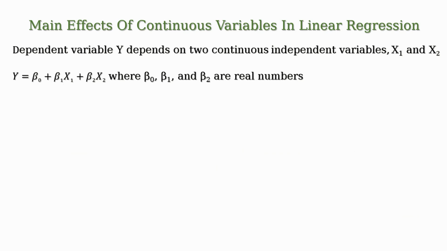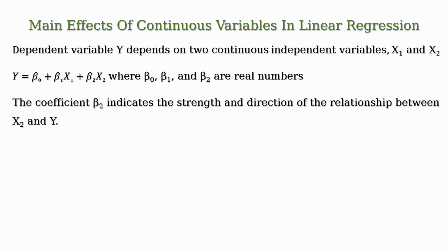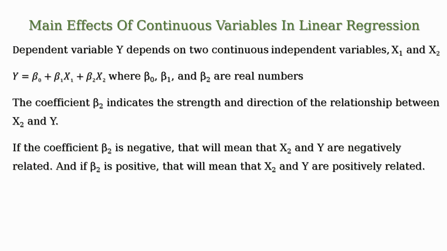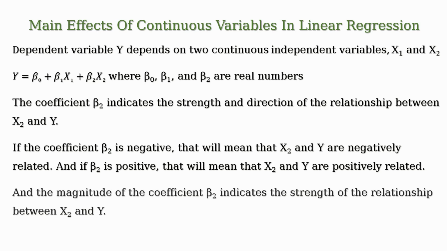Similarly, the coefficient beta 2 indicates the strength and direction of the relationship between x2 and y. If the coefficient beta 2 is negative, that will mean that x2 and y are negatively related. And if beta 2 is positive, that will mean that x2 and y are positively related. And the magnitude of the coefficient beta 2 indicates the strength of the relationship between x2 and y.